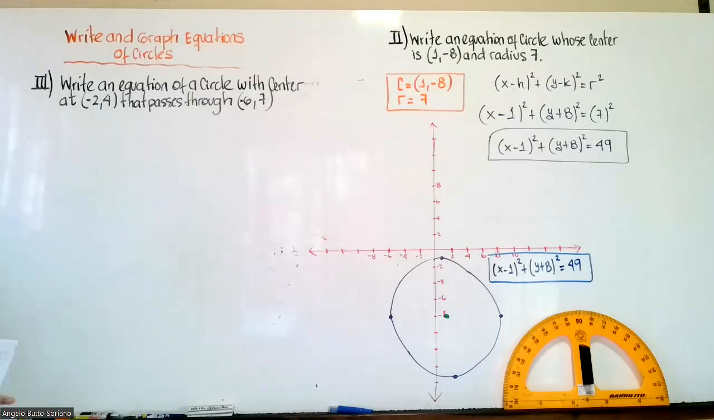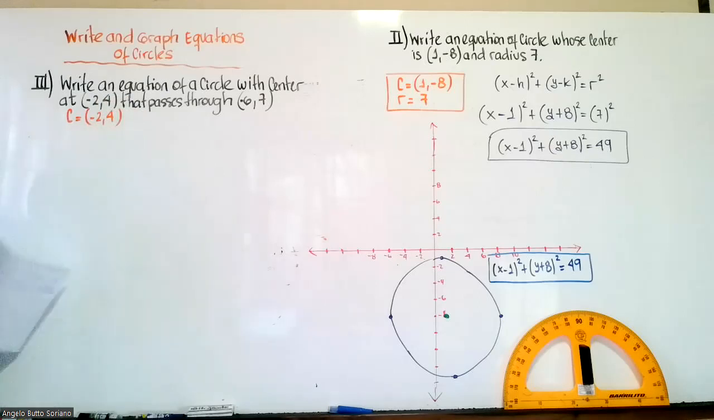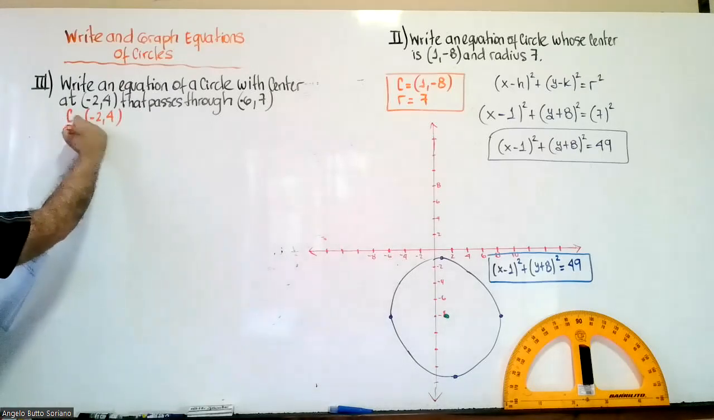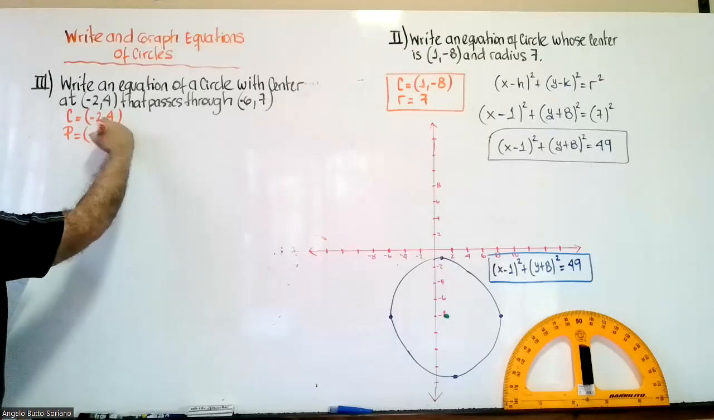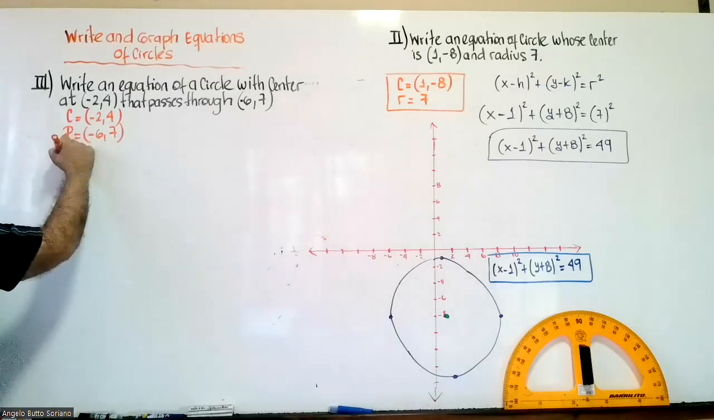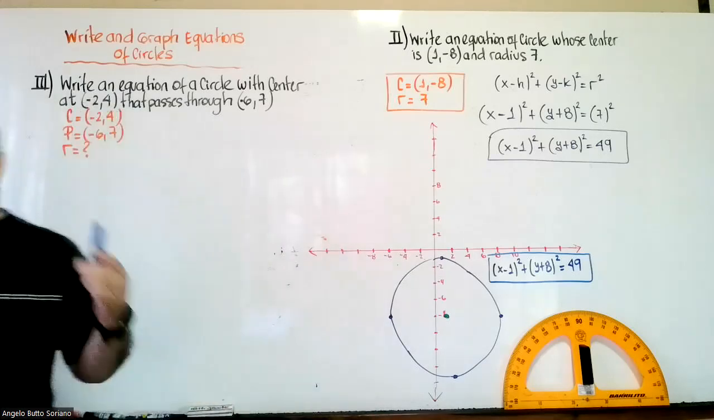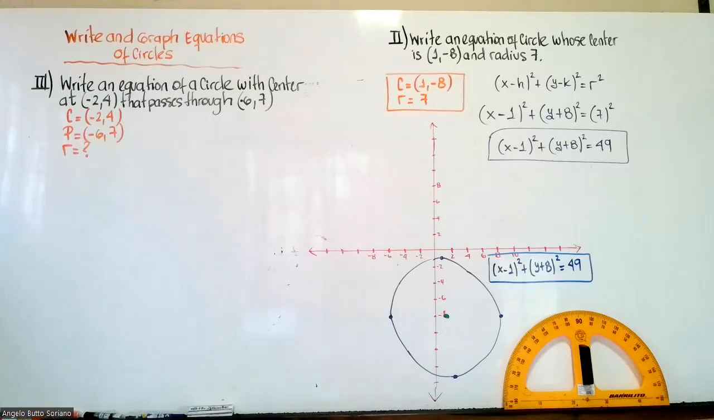But in this case, we have the center, we call this one center C, given by negative 2, 4, but the problem never mentioned the radius. This is passing through one single point. This point, we could call P, given by the coordinate negative 6, 7. Before trying to sketch the graph and write the equation of the circle, we really need to know the value of the radius. For that reason, my dear students, it is so crucial to use the distance formula to determine the radius, because the radius is the distance between the center and any point of the circle.